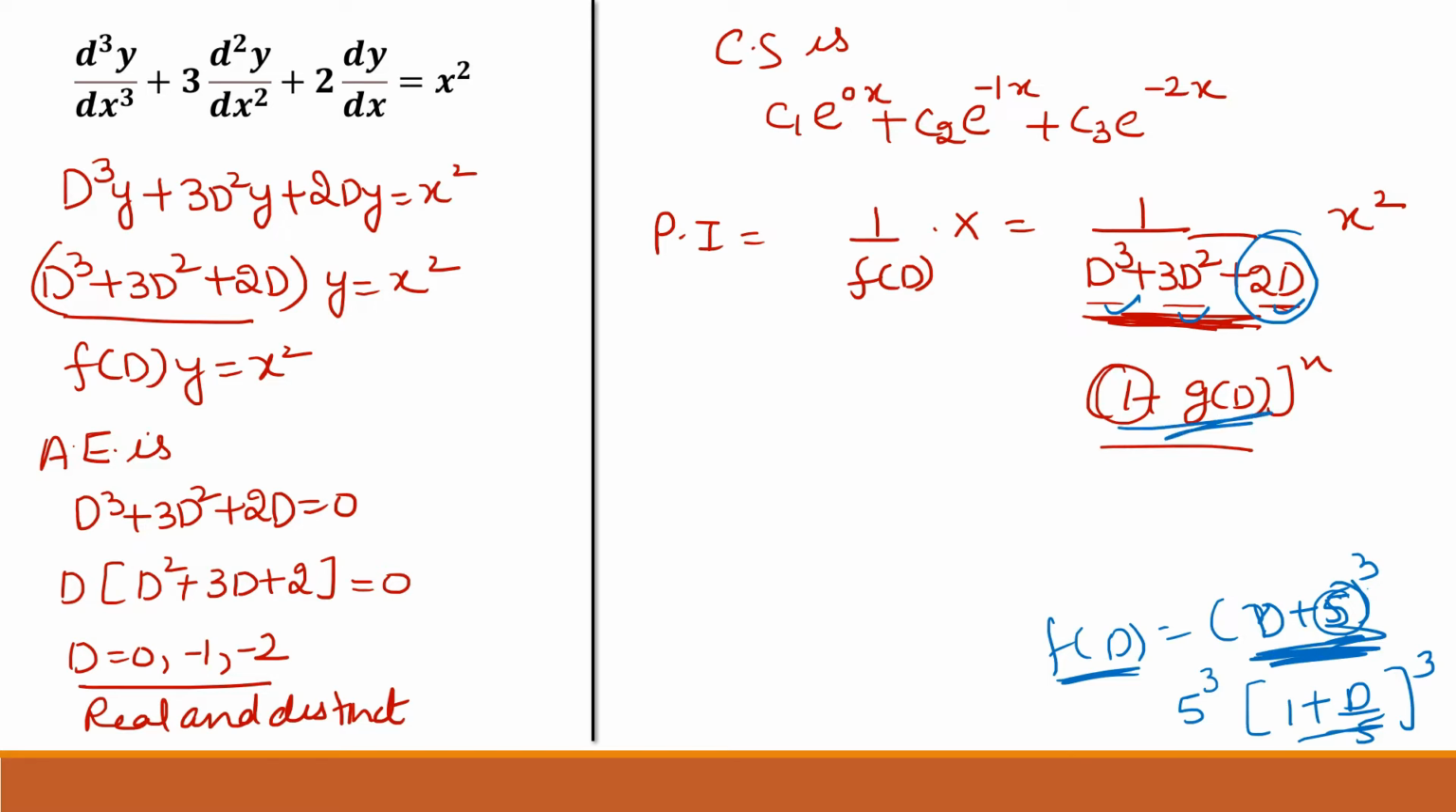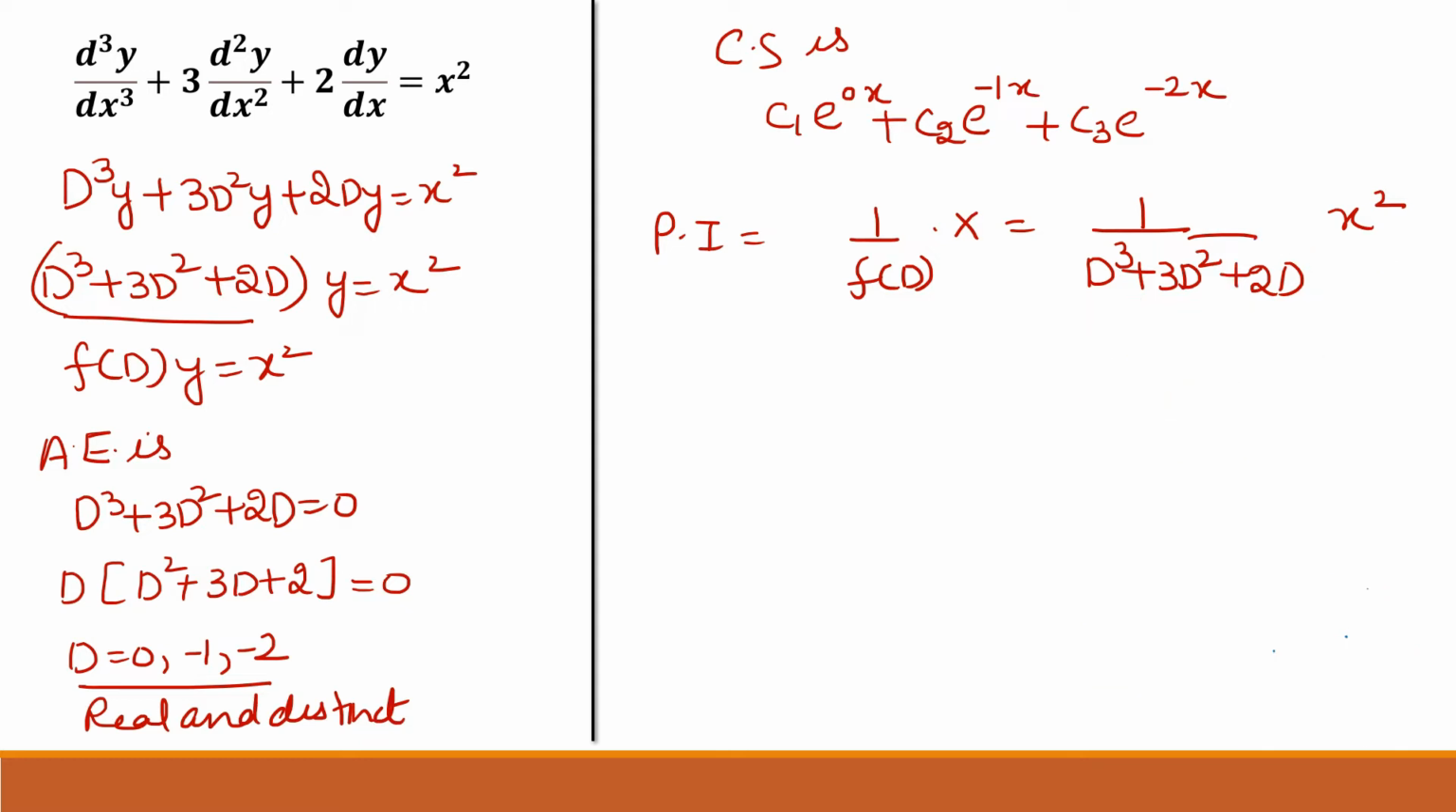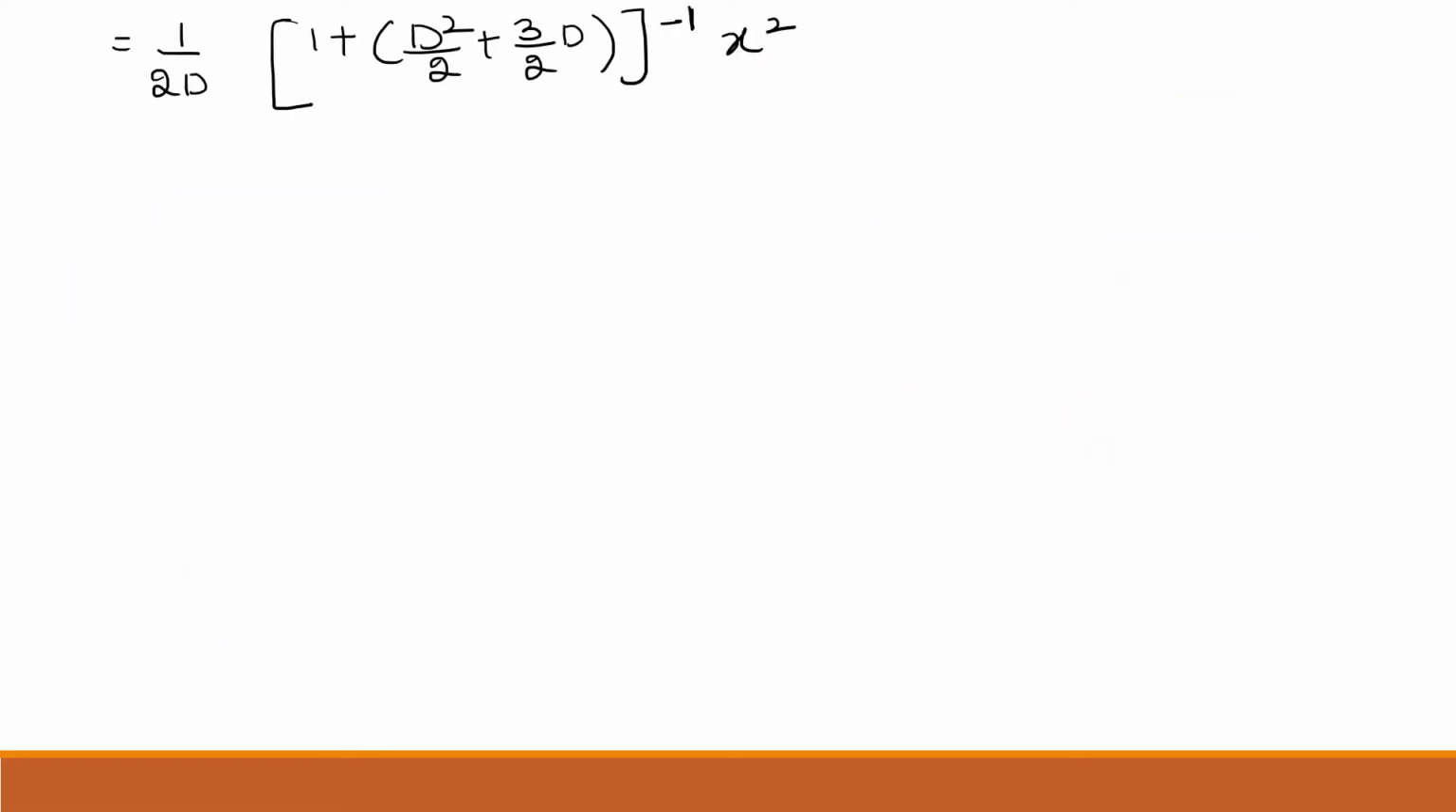But in my case, in this question, which term has the minimum power? 2D. So we'll take 2D common here. If I take 2D common, what will we get? 2D is common, D cube plus 3D square over 2D, and here we'll get plus 1, on x square. We'll simplify that and get this form. After this, we have to apply the binomial expansion formula. If I compare my function with this, this is my n and this is my p. So what is the expansion?